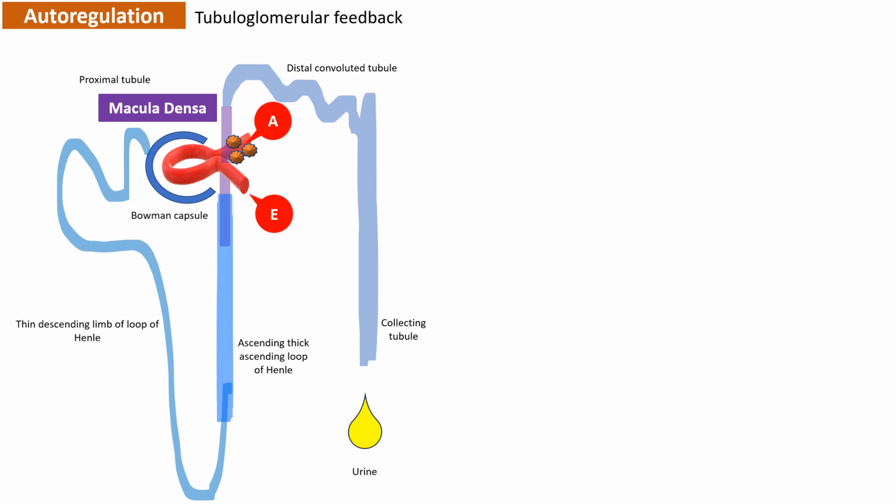High chloride delivery to this segment implies glomerular filtration rate is too high, while low chloride delivery implies low glomerular filtration. Upon sensing the amount of chloride delivered, macula densa cells communicate this information back to surrounding cells to adjust the vascular tone of the afferent and/or efferent arterioles to readjust the glomerular filtration rate.